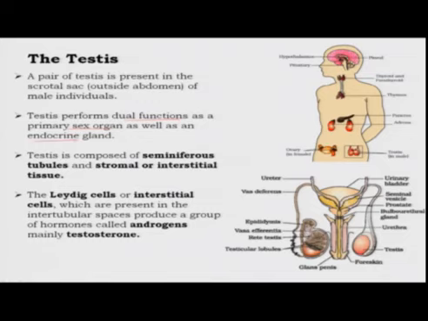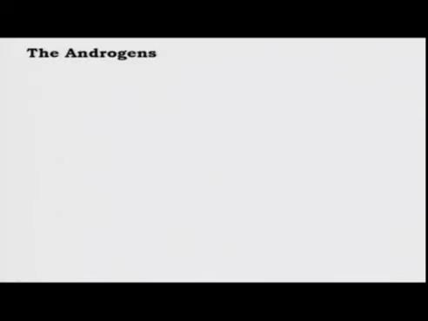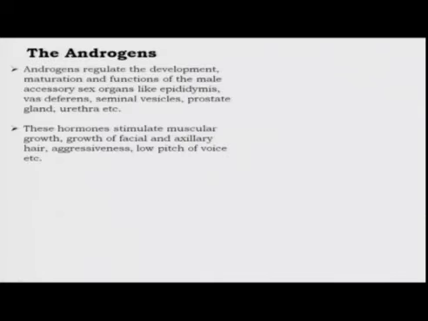The testes are composed of seminiferous tubules, and the Leydig cells are the ones that produce steroid hormones called androgens. The main hormone is testosterone. Now, androgens regulate a lot of functions. They regulate the functions of the male accessory sex organs, which are the epididymis, the vas deferens, the seminal vesicles, all required for producing the semen and the sperm, and also the prostate gland and the urethra, etc.